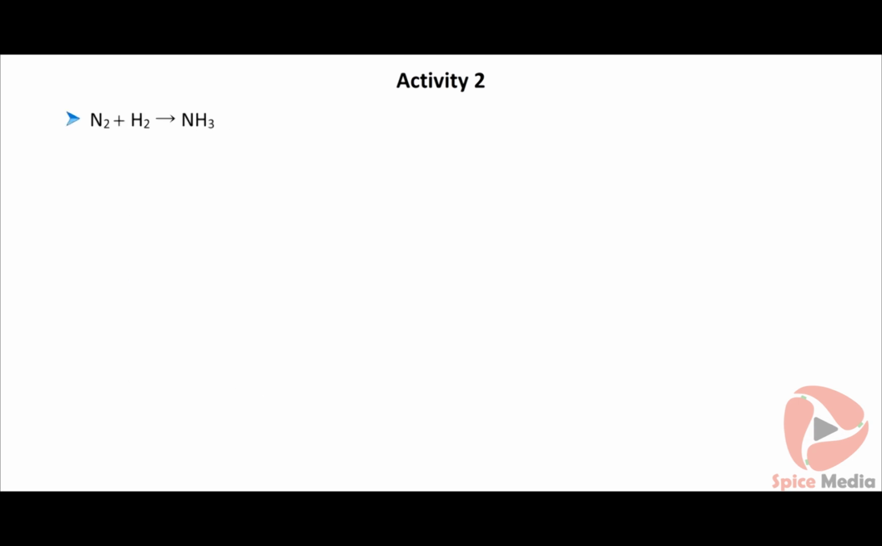N2 plus H2 gives NH3. Step 1. Balance the nitrogen atom. There are 2 nitrogen atoms on the reactant side and 1 nitrogen atom on the product side. Therefore, the nitrogen on the product side is multiplied by 2. Then we get N2 plus H2 gives 2NH3.